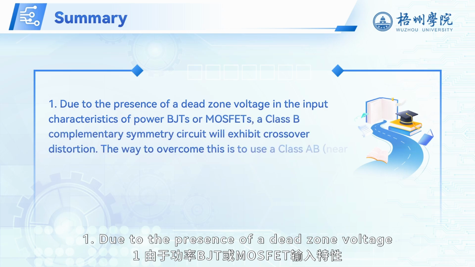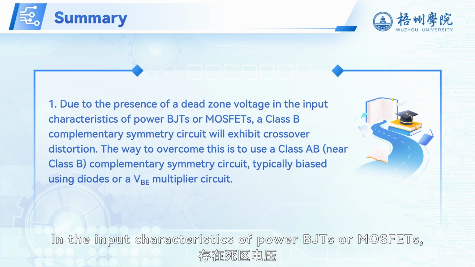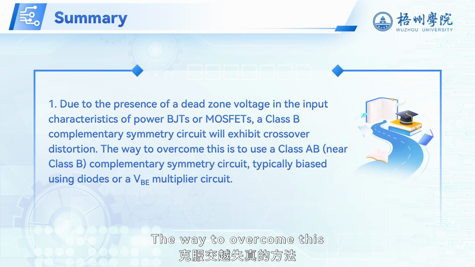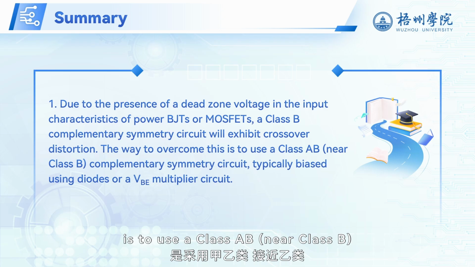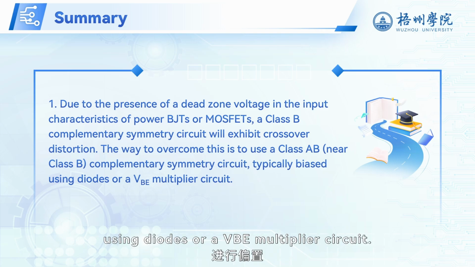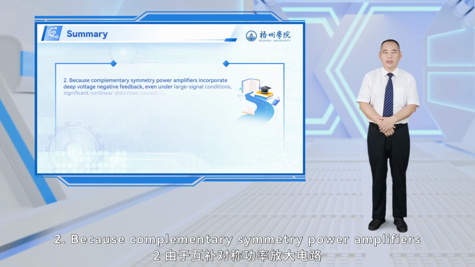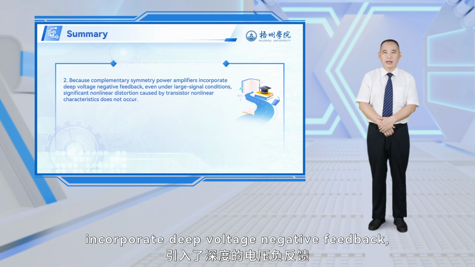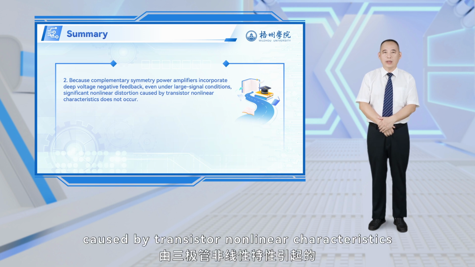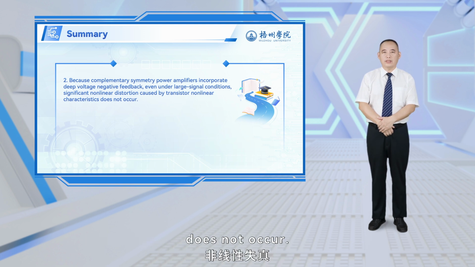1. Due to the presence of a dead zone voltage in the input characteristics of power BJTs or MOSFETs, a Class B complementary symmetry circuit will exhibit crossover distortion. The way to overcome this is to use a Class AB, near Class B, complementary symmetry circuit, typically biased using diodes or a VBE multiplier circuit. 2. Because complementary symmetry power amplifiers incorporate deep voltage negative feedback, even under large signal conditions, significant nonlinear distortion caused by transistor nonlinear characteristics does not occur.